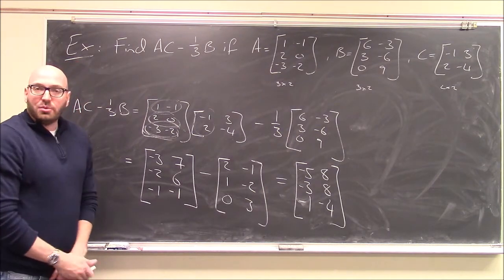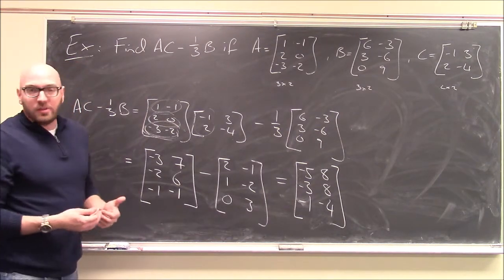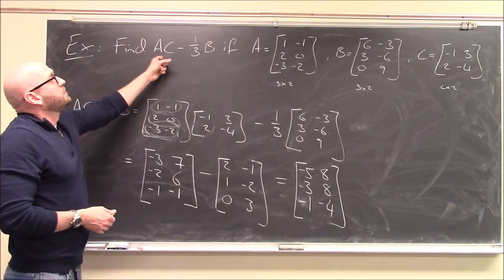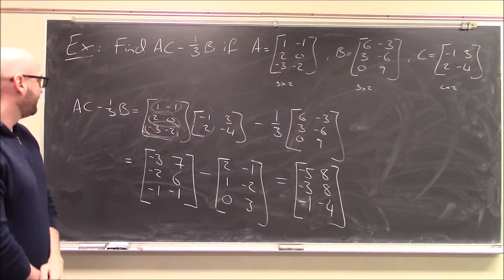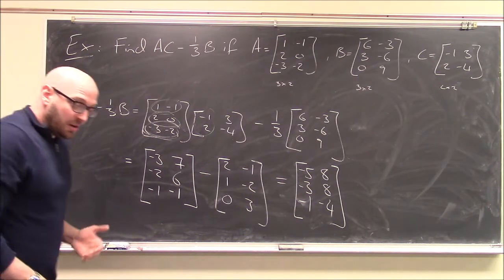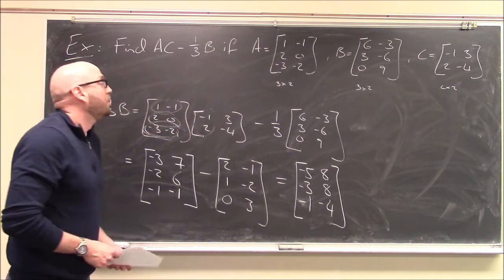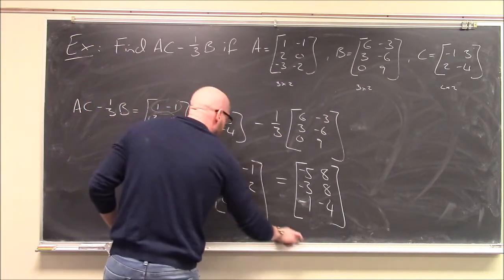So just an example where we've combined all of these operations together. We did a matrix product, and then with that product we subtracted off another matrix. So I want to do one more example where we multiply 3 matrices together.